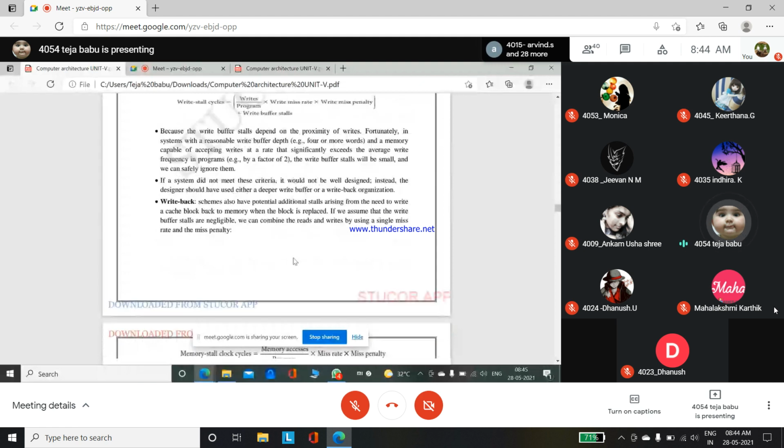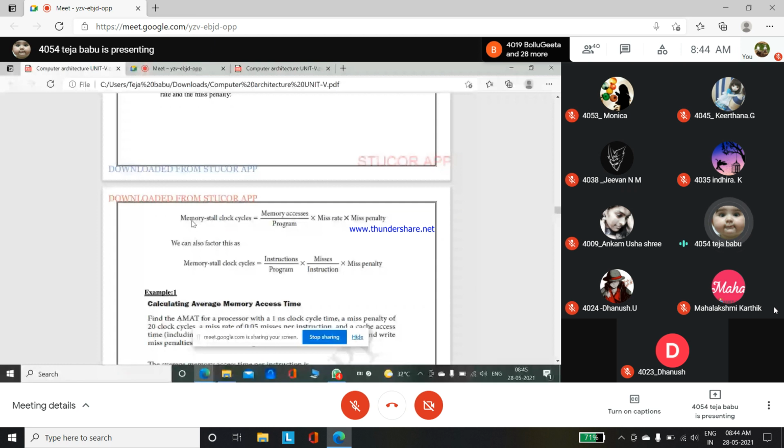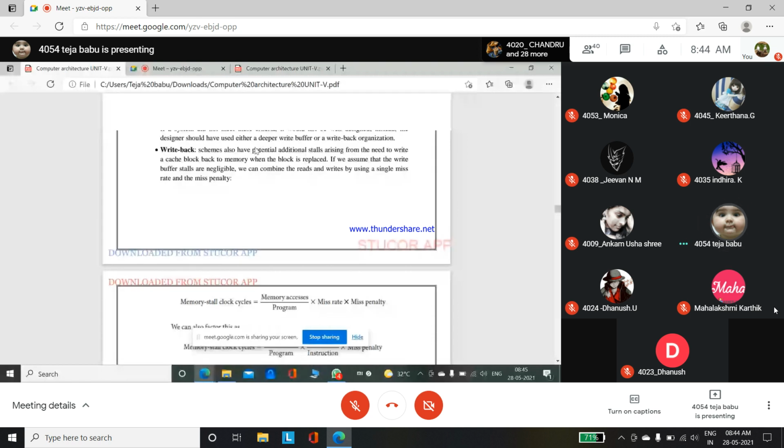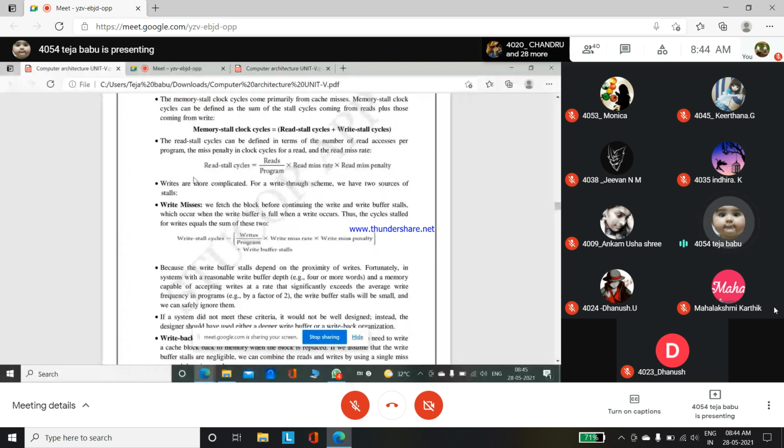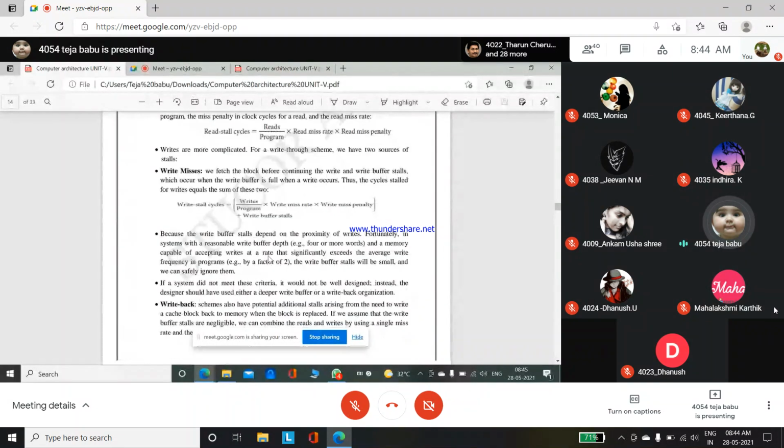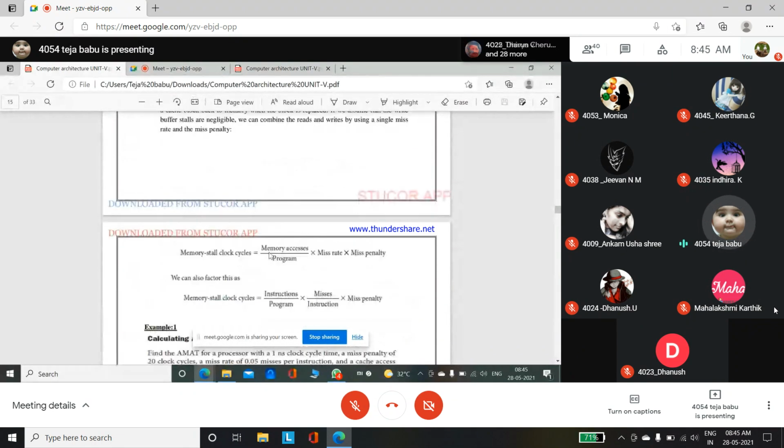Let's see memory stall clock cycles. What are memory stall clock cycles? As we have discussed before with read stall cycles and write stall cycles, in the same way the memory stall cycles will have a formula like this: memory accesses per program times miss rate times miss penalty. As we have discussed miss rate and miss penalty before, we can also factor this as memory stall clock cycles. The memory accesses are in terms of instructions: instructions per program, and miss rate can be written as misses per instruction times miss penalty.